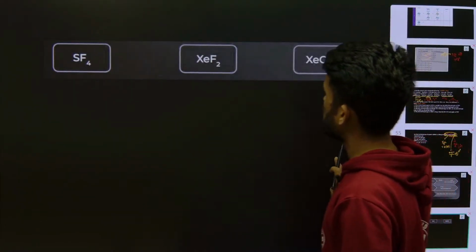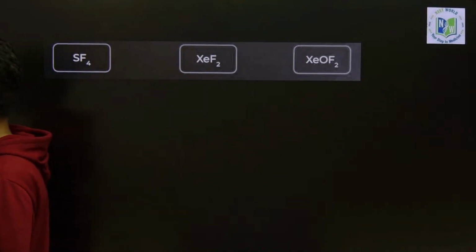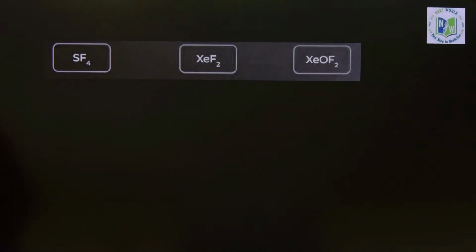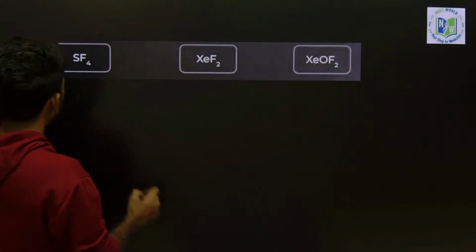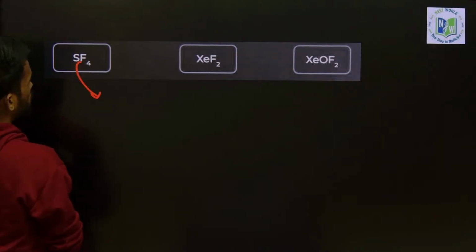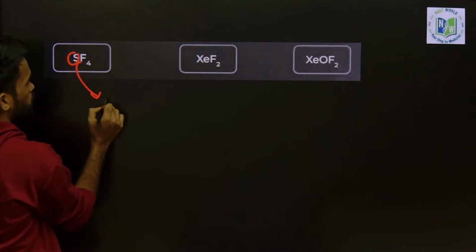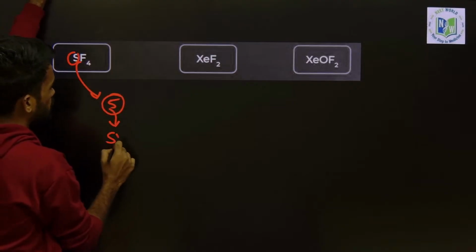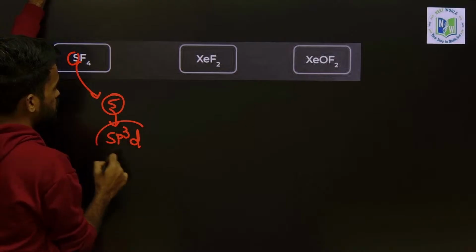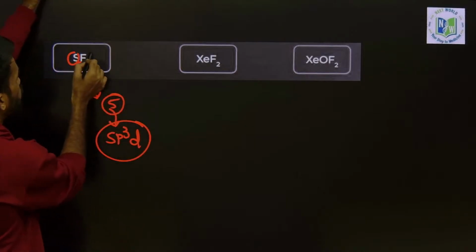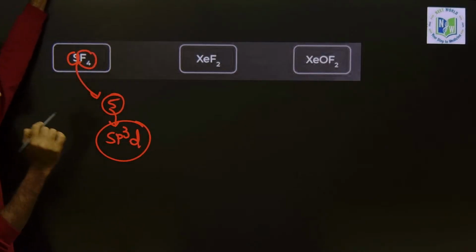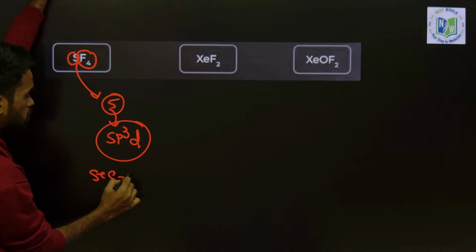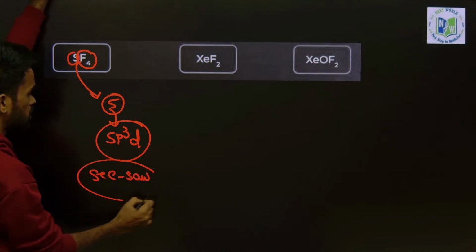Can you answer these three questions here on the board? Just identify their hybridization in each of these cases. Guys, these are very useful. Tell me here, SF4: just now I told you, if you do this, 6 plus 4, 10 by 2 means 5, so sp3d hybridization. If it is sp3d hybridization with 4 surrounding atoms, the remaining one will be a lone pair. Therefore, you will get seesaw geometry, seesaw structure, right.